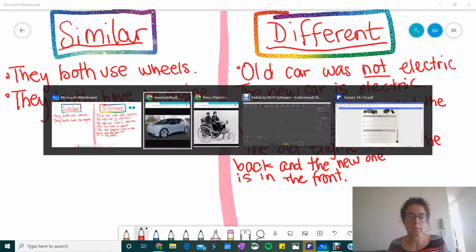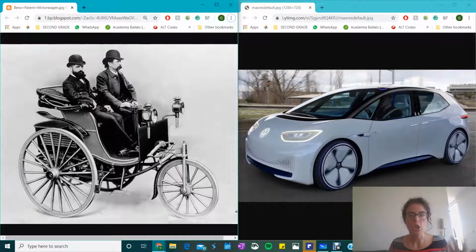And let's look at one other big difference. There's a part of the car in the new car that is very important, and it's not in the old car. Actually, there's two things that are very important that the old car does not have. So the new car has these things, but the old car does not have these things. What do you think they are? Did you say glass? Or a roof?